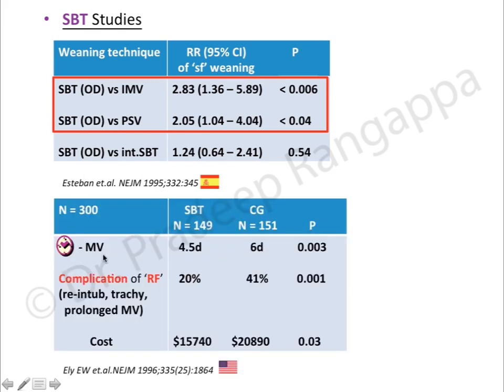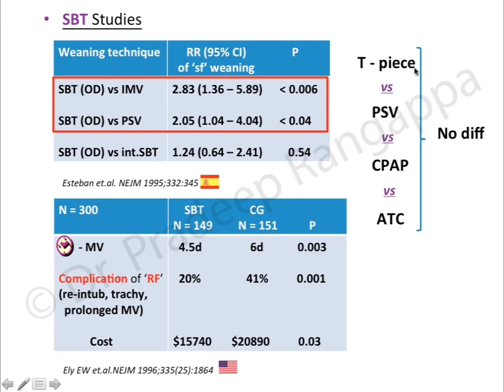This was another study from the US. In 300 patients, where they compared spontaneous breathing trial and conventional weaning, they found the duration of mechanical ventilation was significantly less when patients were put on spontaneous breathing trial. Complications and risk factors like reintubation, tracheostomy, and prolonged ventilation were also less when patients were put on spontaneous breathing trials. And most importantly, the cost was significantly less when patients were put on spontaneous breathing trials.